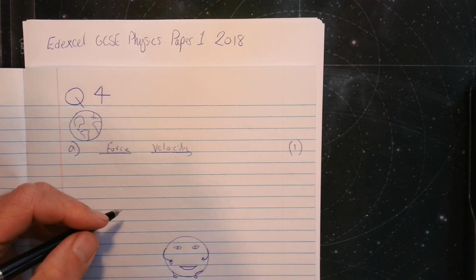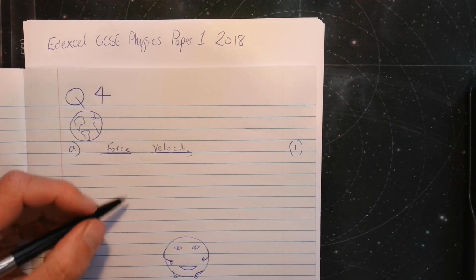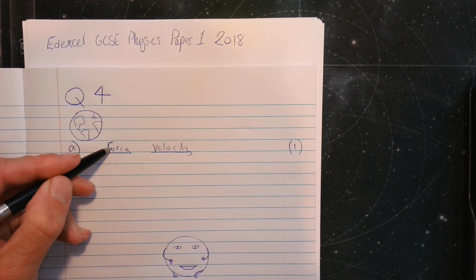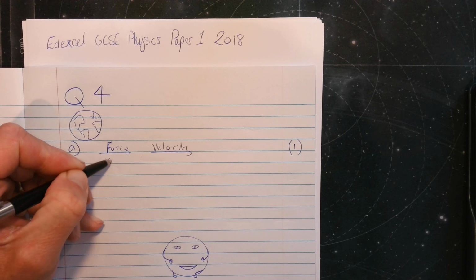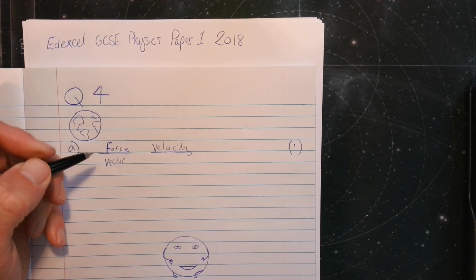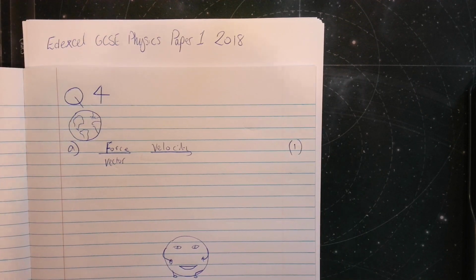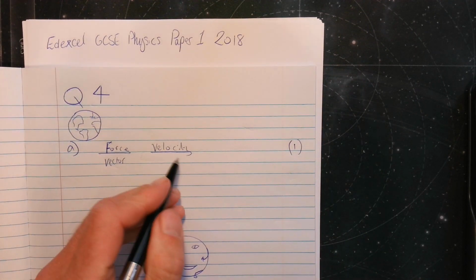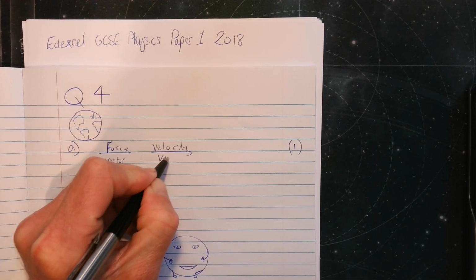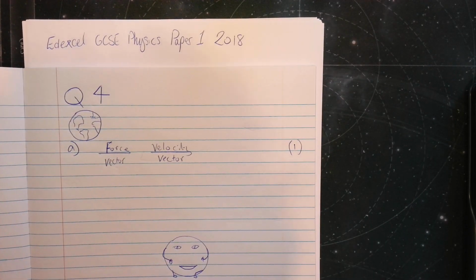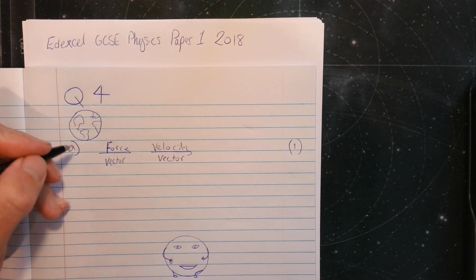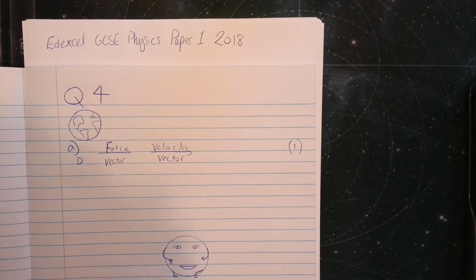Vectors have a magnitude and a direction. Forces, direction always matters. So whenever you've got a force, it's always going to be a vector because we draw force arrows on to show which way the force is acting. And velocity is a speed in a particular direction, so that is also a vector. So we're going to choose option D for that one.